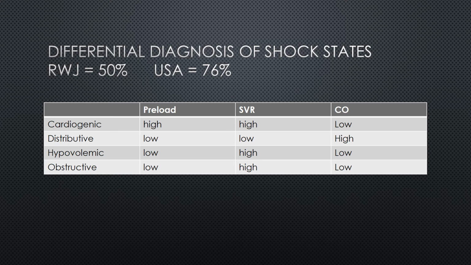The last type of shock is obstructive shock, meaning that cardiac output is blocked at some point. The most common example of this is pulmonary embolism. That will cause the heart not to fill well, so your preload will be low. As a compensatory mechanism, your SVR will be high to try and maintain a blood pressure, and then cardiac output due to the low preload will also be low. So pretty much by knowing this table and thinking about what each of these things mean, you should be able to answer pretty much any question about what type of shock state is in question.